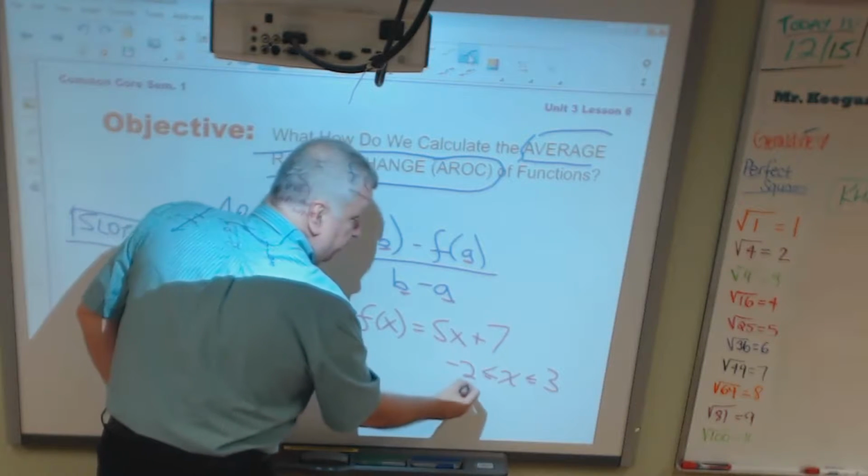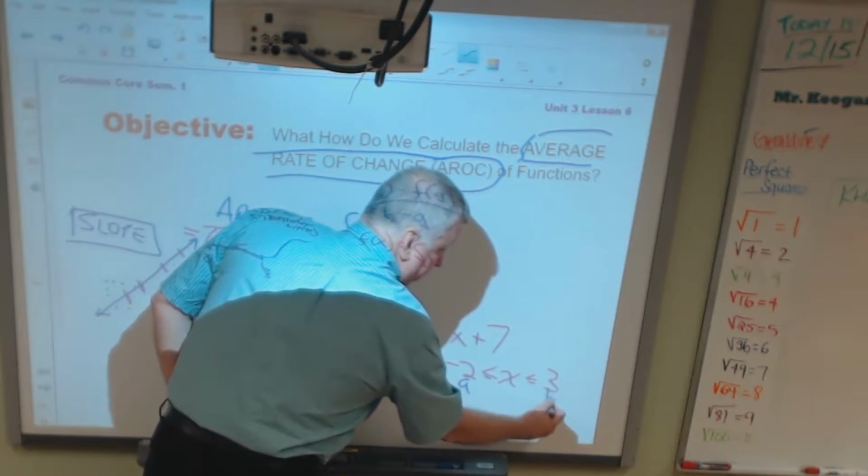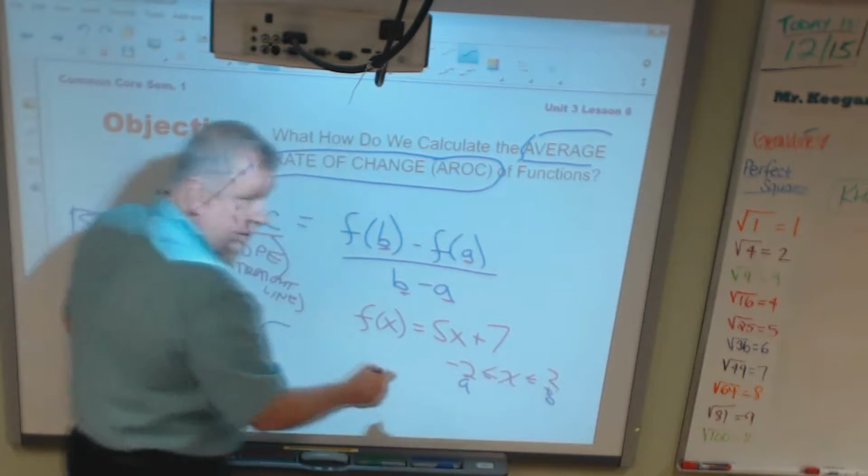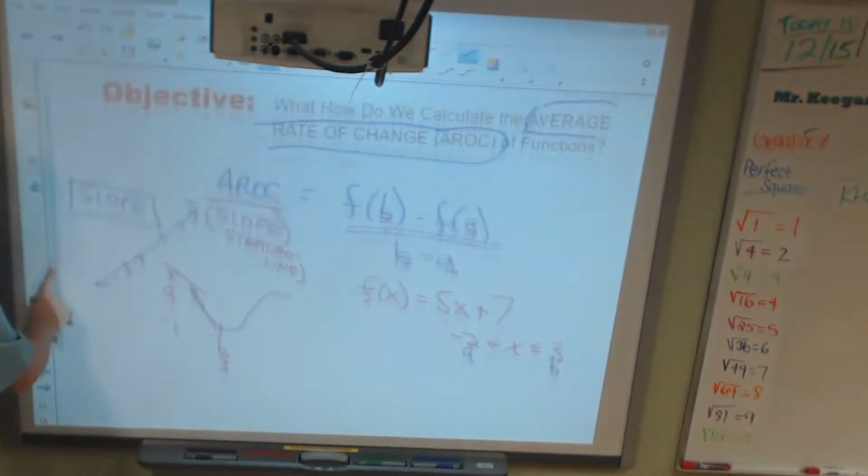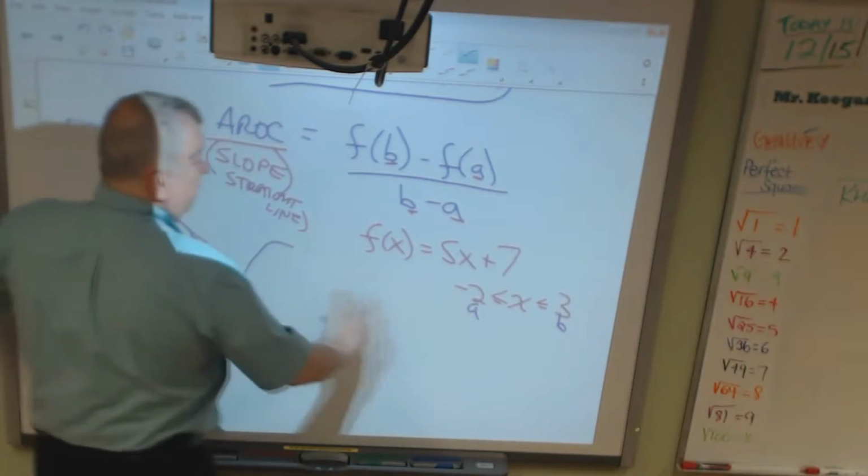The smaller one is always going to be your a. The bigger one is your b. I actually write the a and the b so that I keep it more organized. Let me just go right here.